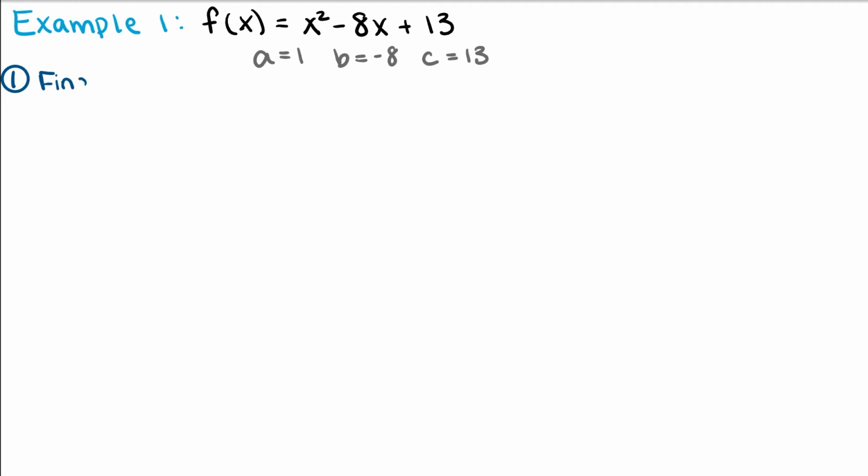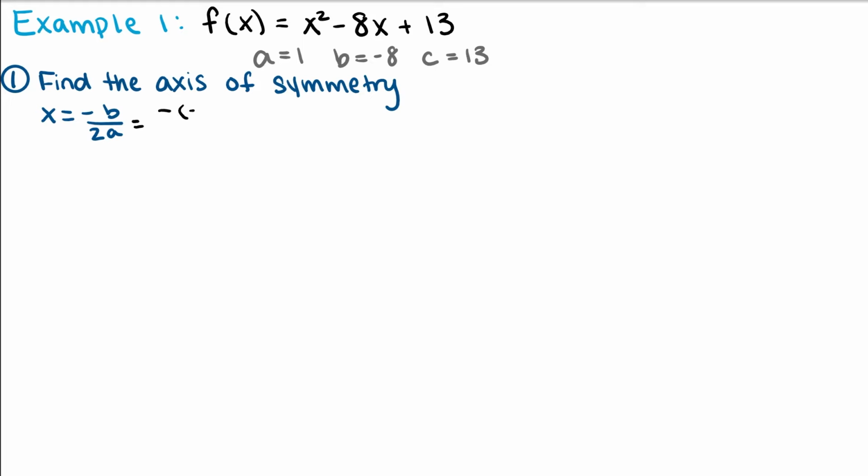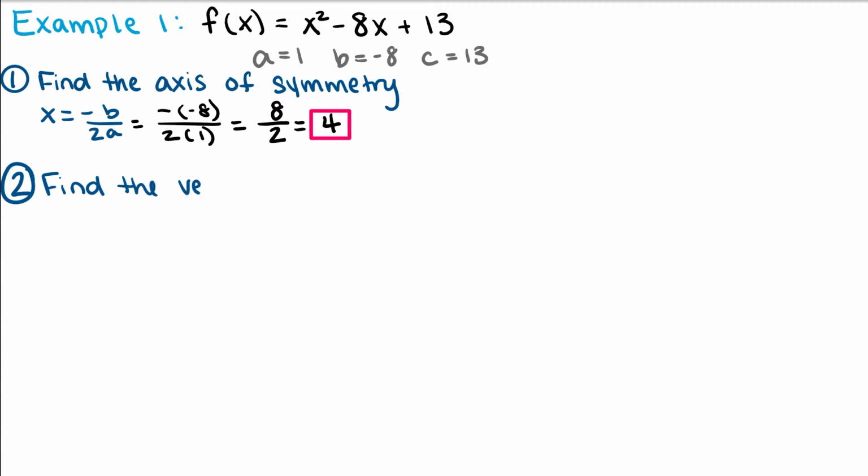First, we'll find the axis of symmetry. We find this using x equals negative b over 2a. So we have negative negative 8 over 2 times 1, which is positive 8 over 2, which is equal to 4. Next, we'll find the vertex. We do this by plugging in our axis of symmetry, or negative b over 2a, into x and solve for y. This means we'll plug in 4 to our function.